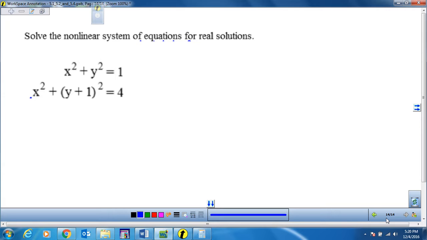And the last problem, solve the nonlinear systems of equations for real solutions. It doesn't tell us what method to use, substitution or addition. So you're going to have to think carefully, what method can I use here? I do not think that you can use addition. For addition, you need to have like terms. I have x squared and x squared. I have y squared, but then y plus 1 squared. These don't look the same. So probably the best thing you can do is substitution.